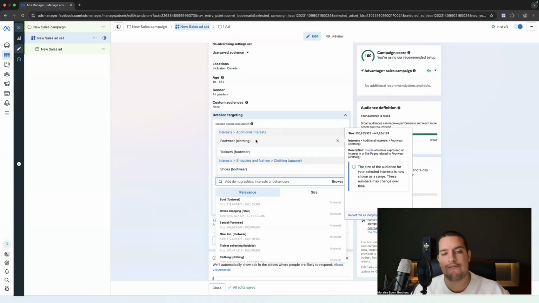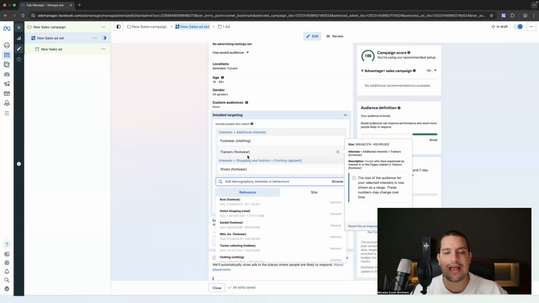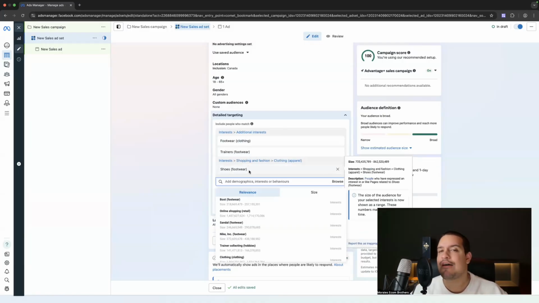So I look, okay, I have footwear, 4 ROAS on average. I have trainers, 5 ROAS on average. I have shoes, 3.5 ROAS on average.